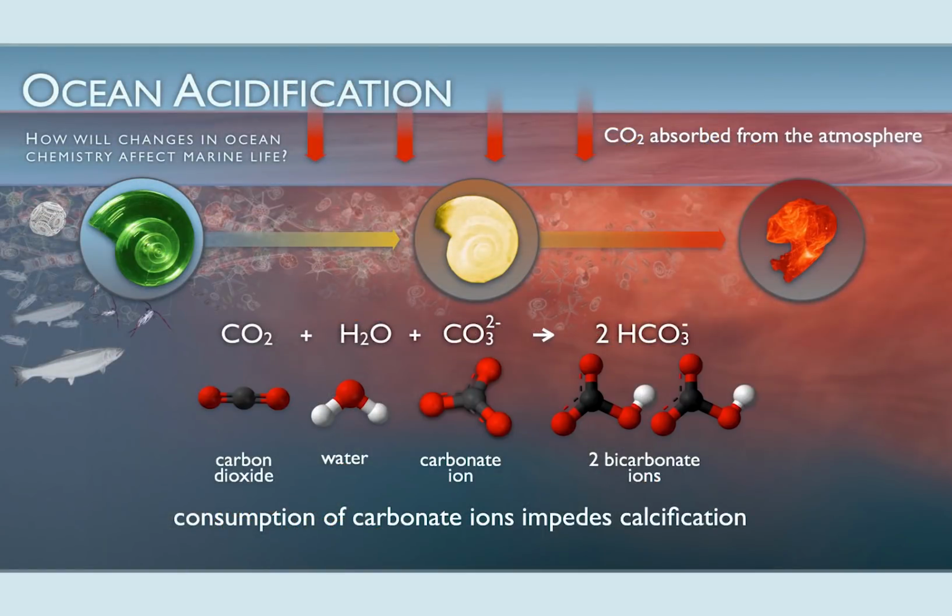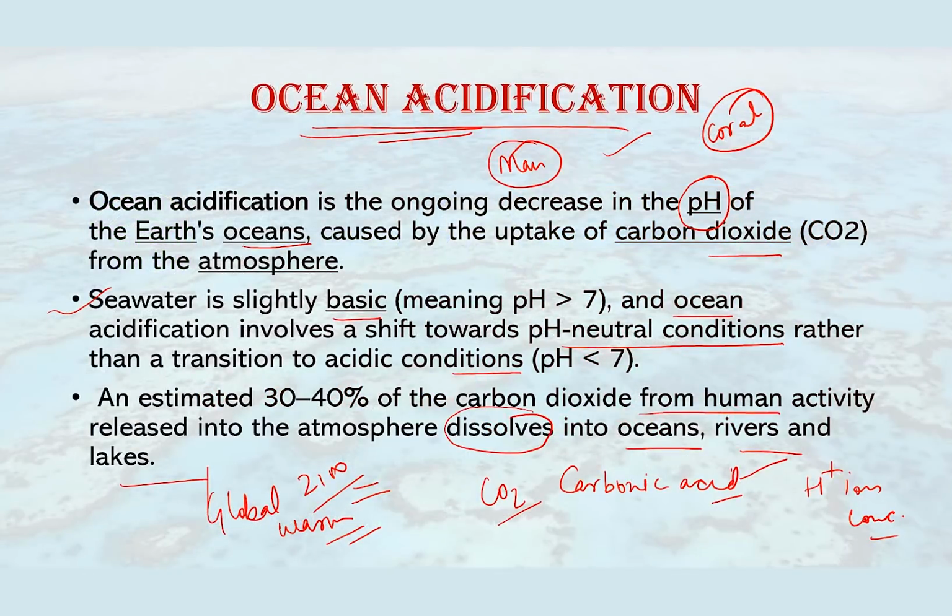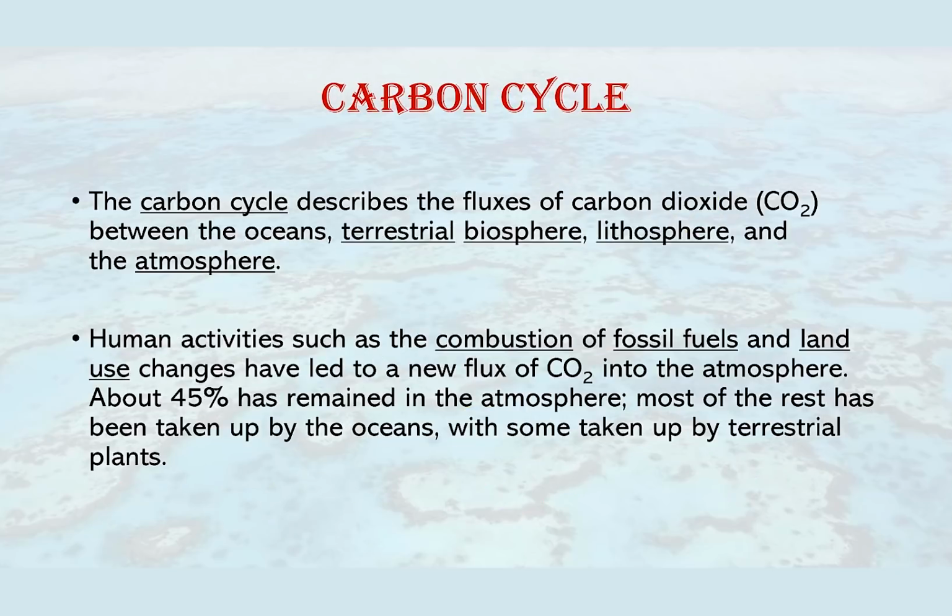Regarding the other CO2 problem, freshwater bodies also appear to be acidifying, although this is a more complex and less obvious phenomenon. Now we will talk about the carbon cycle. The carbon cycle describes the fluxes of carbon dioxide between oceans and the terrestrial biosphere, lithosphere and atmosphere. Human activities such as fossil fuel burning and land use changes have led to a new flux of carbon dioxide into the atmosphere. That means the concentration of carbon dioxide is increasing in the atmosphere.